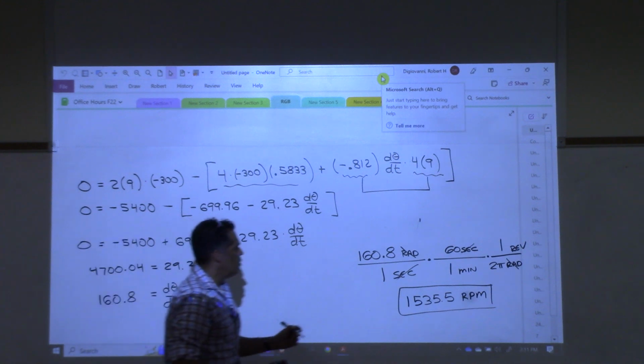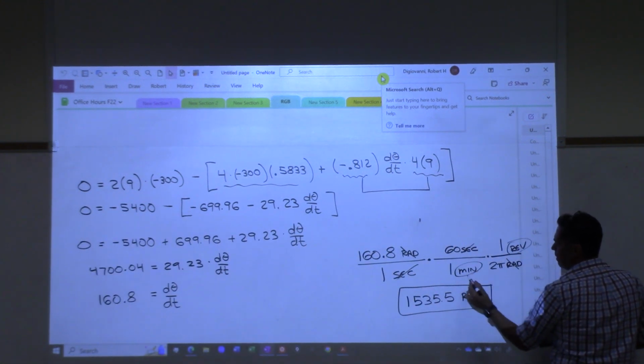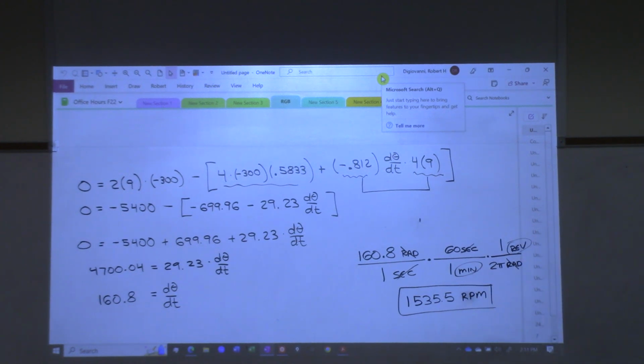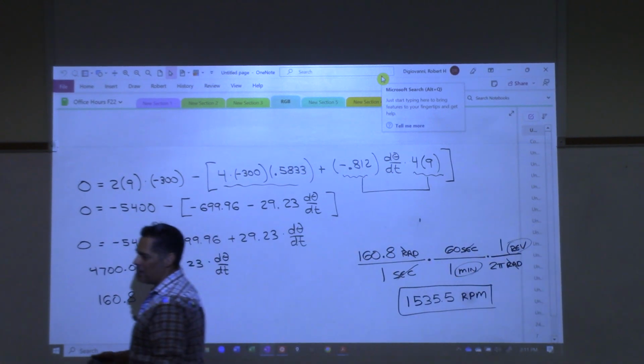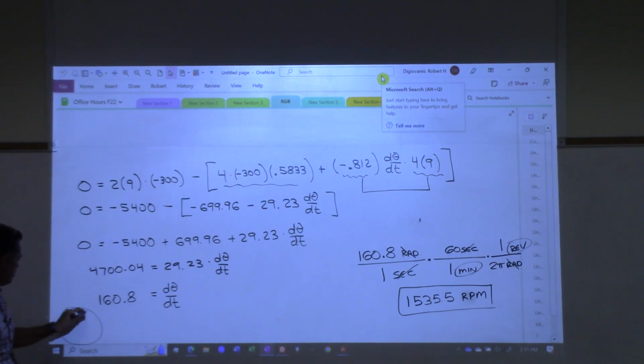Okay. So we have revolutions here in the units that never got canceled, and we had minutes here that never got canceled. So it'll be revolutions per minute. That's RPM. That's what RPM stands for. So when you look at your gauge on your car, your tachometer usually is marked like 1, 2, 3, 4. This is in thousands.